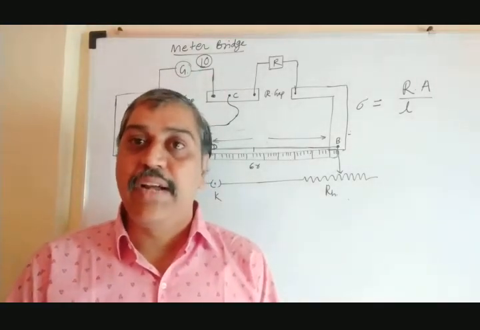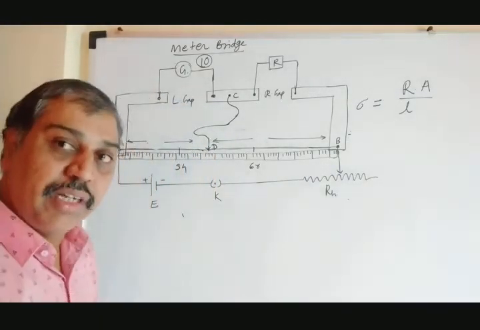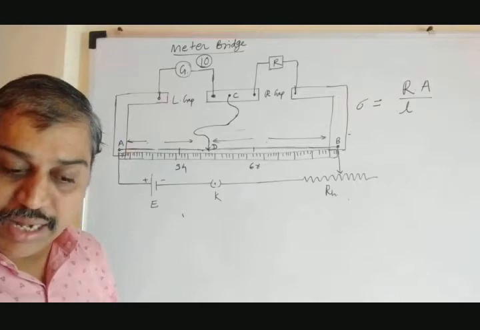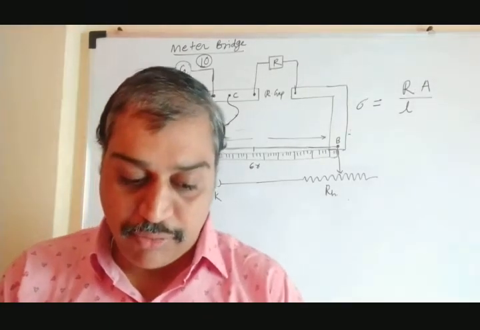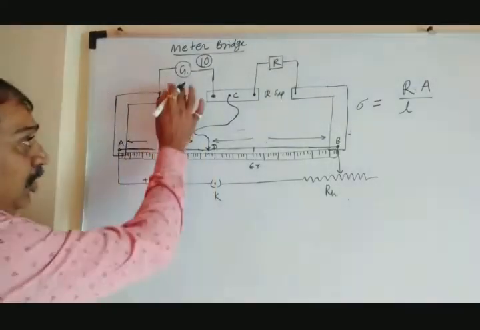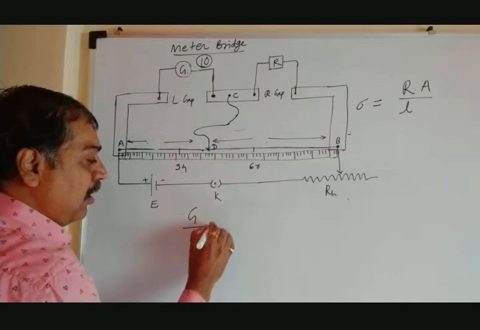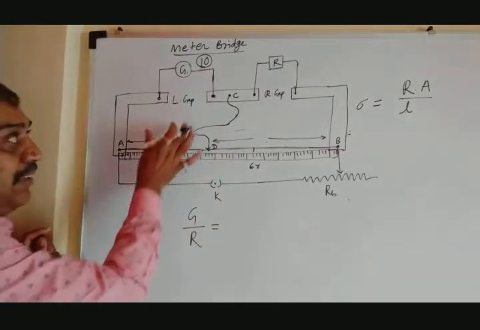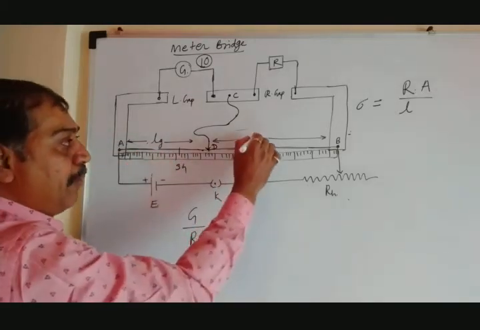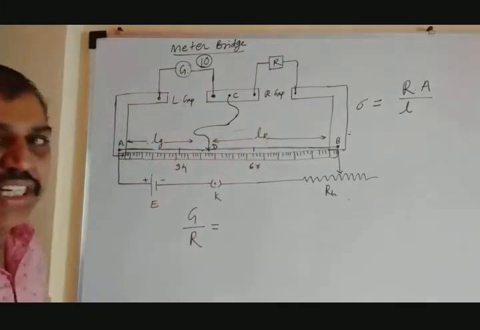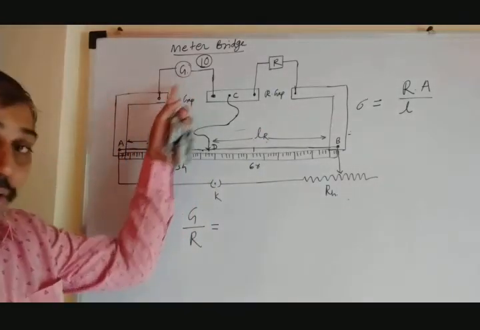Now, as the bridge is balanced, you can use our condition of Wheatstone network. What are the conditions, we know that. Just put those conditions and you can derive the formula. So you can write here G divided by R equal to. Now this length in front of the galvanometer is Lg. The length in front of the resistance is Lr. Initially we had taken Lx because X was unknown. Now G is unknown, so it is Lg.